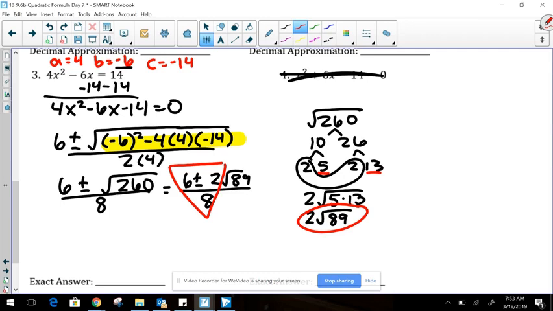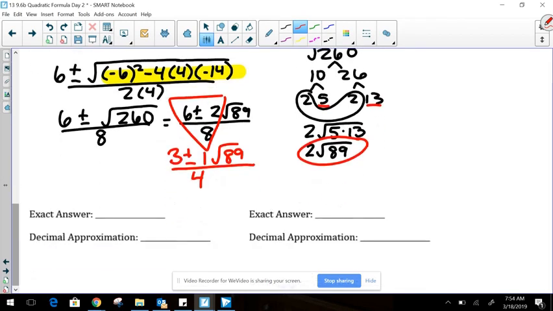So 6 divided by 2 is 3, plus or minus 2 divided by 2 is 1. The root 89 stays the same. 8 divided by 2 is 4. Now, if you look at that triangle again, those are all reduced as much as you can between the three numbers. Okay, so that's my final answer here. Let me write that. So I have 3 plus or minus 1 square root of 89 all over 4.